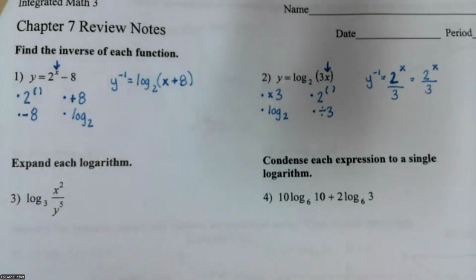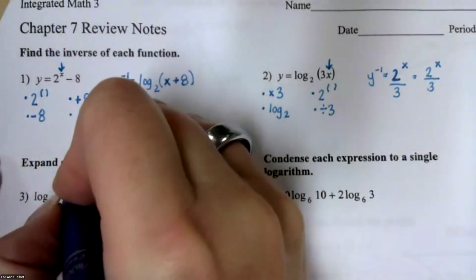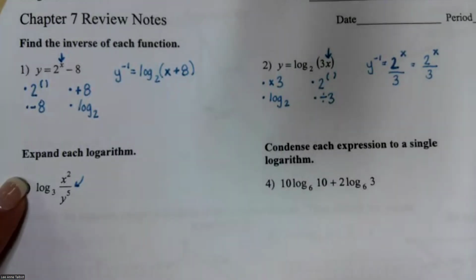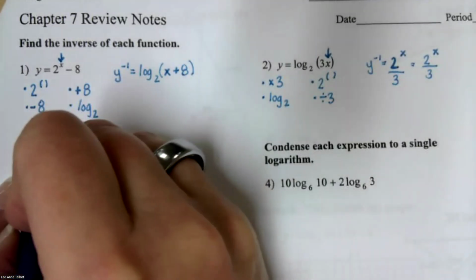In these problems, we need to remember that logs are exponents, so they behave like exponent rules. And what I notice in number 3 is this operation is division. When you divide exponents, what do you really do to the numbers? Subtract, right. So I'm going to expand this into 2 logs with subtraction.